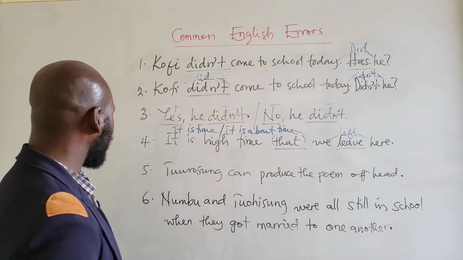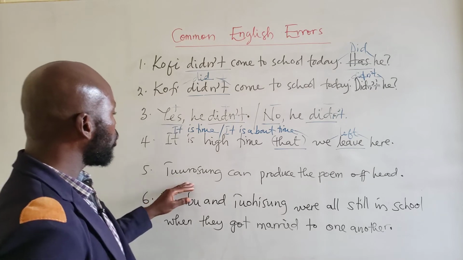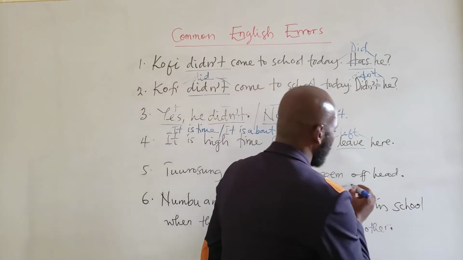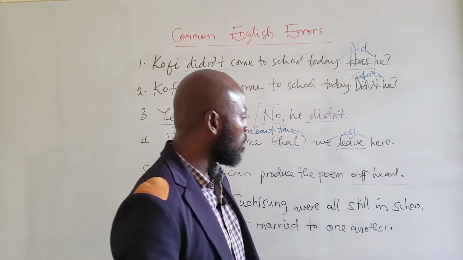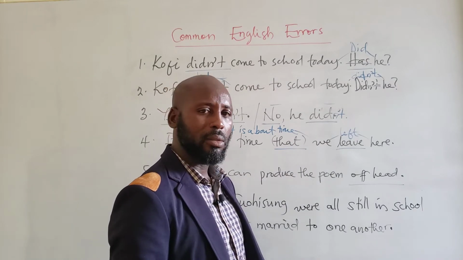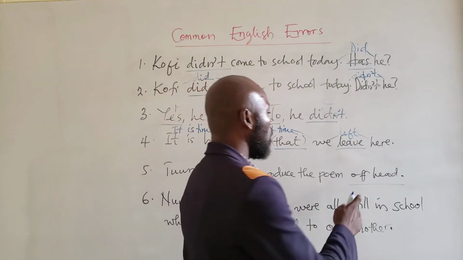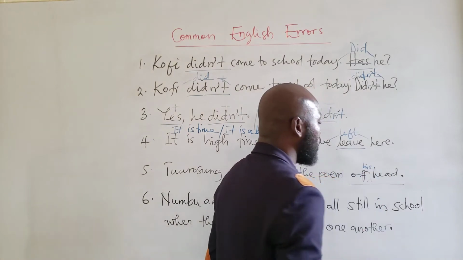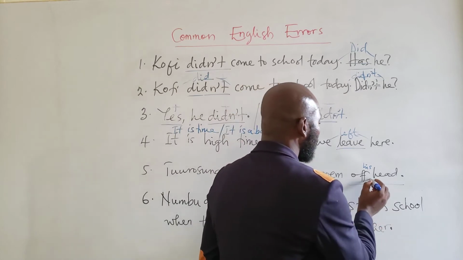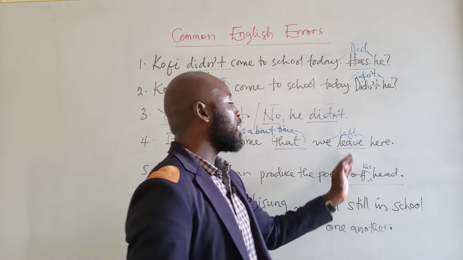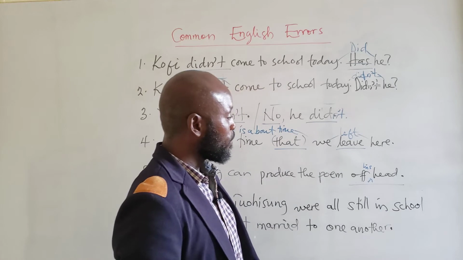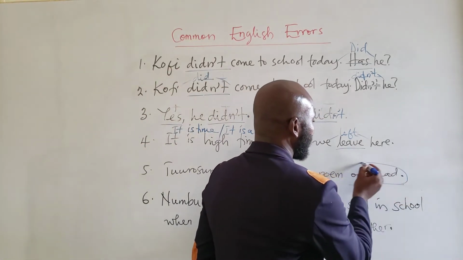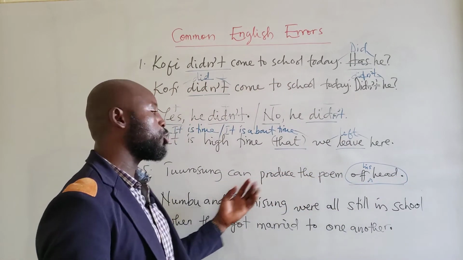So now let's look at statement number 5. It says, "Turosung can reproduce or can produce the poem of head." The word "of head" here does not really exist. What exists is "of his head", "of her head", "of their head", etc. But even with that, I don't think that is the sense this statement intends to carry.